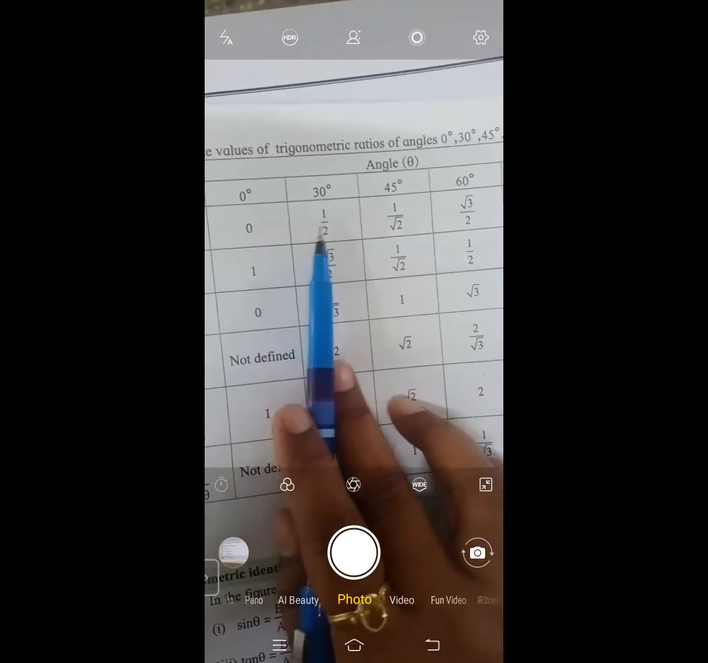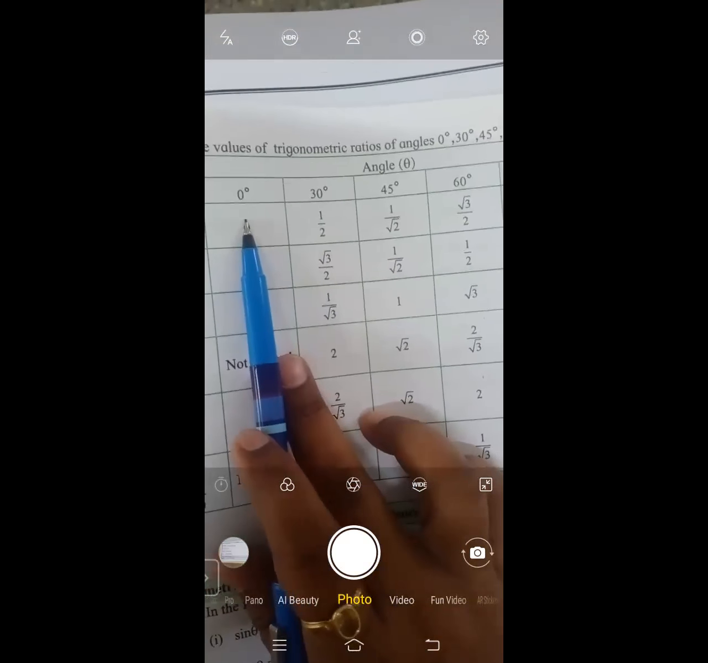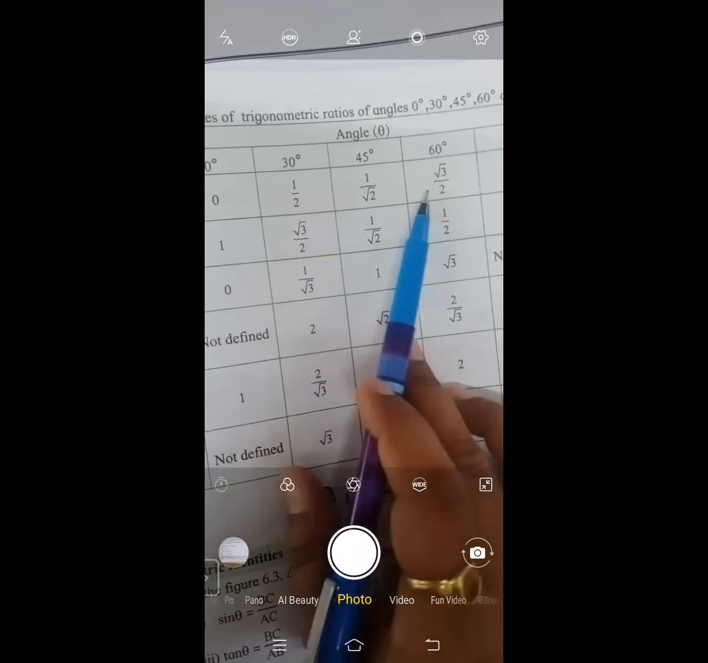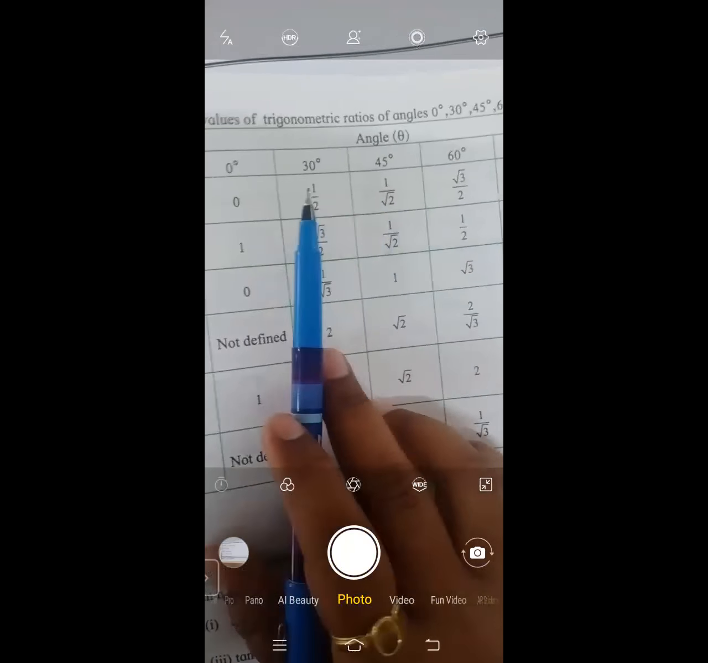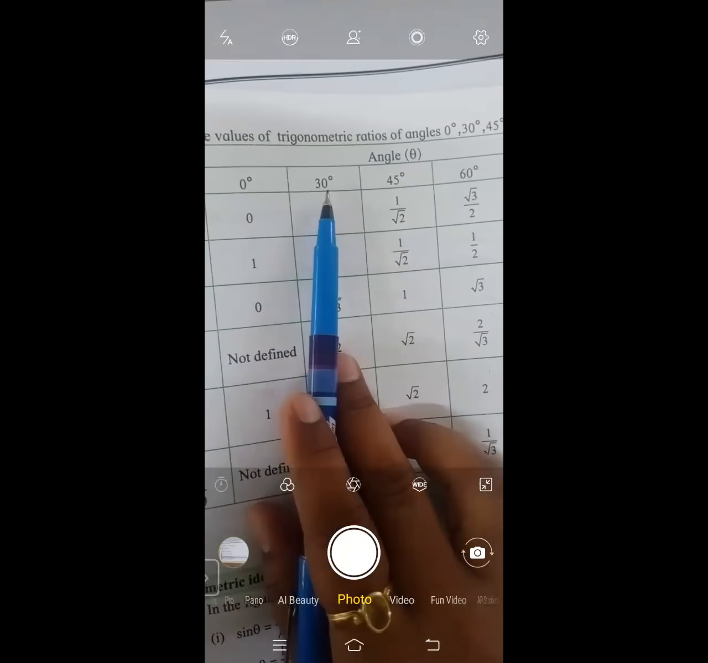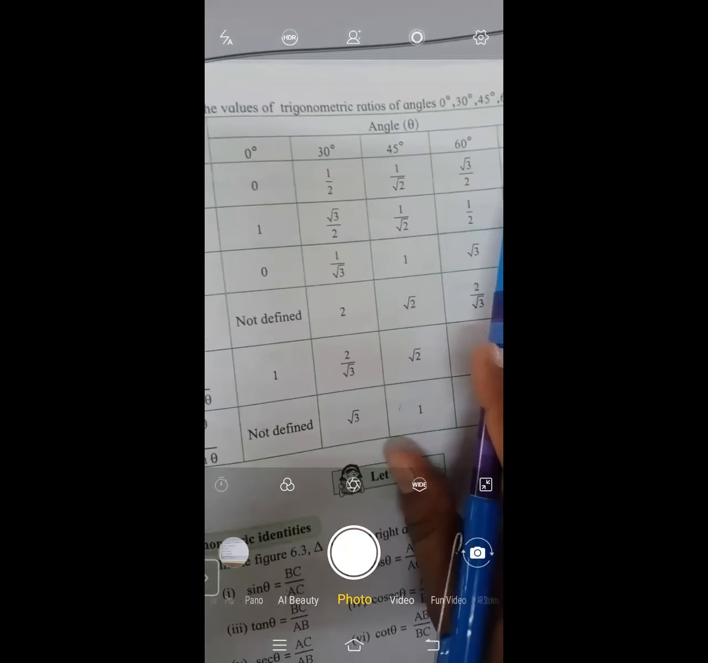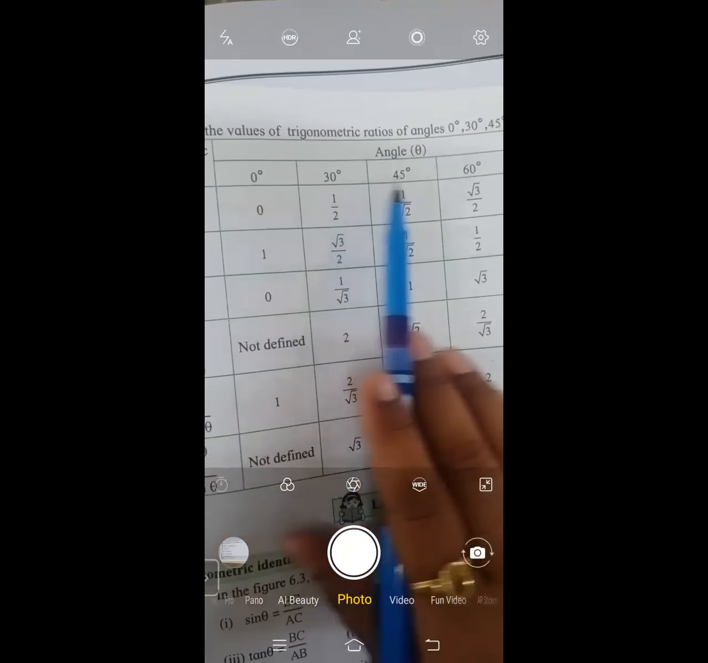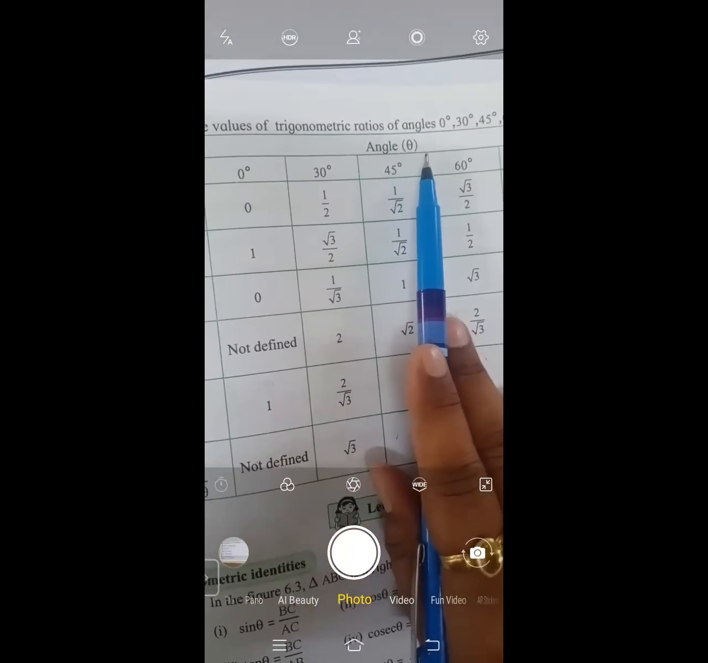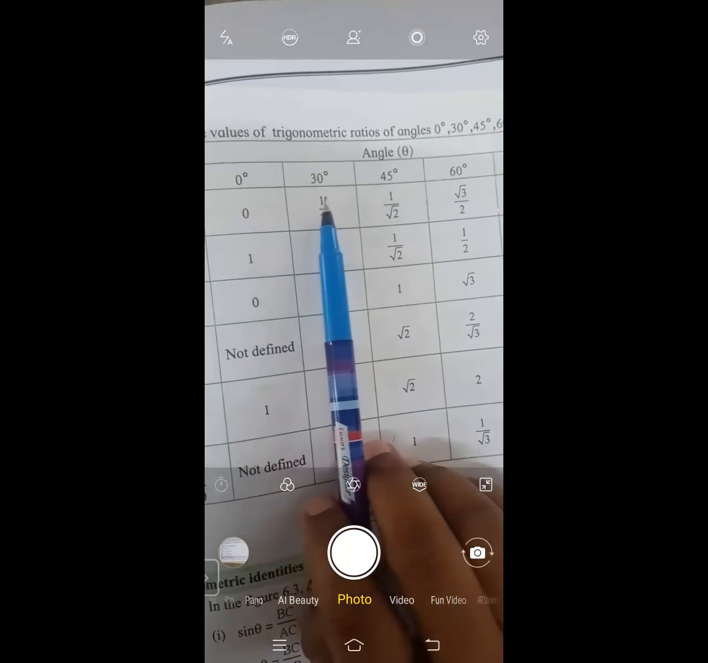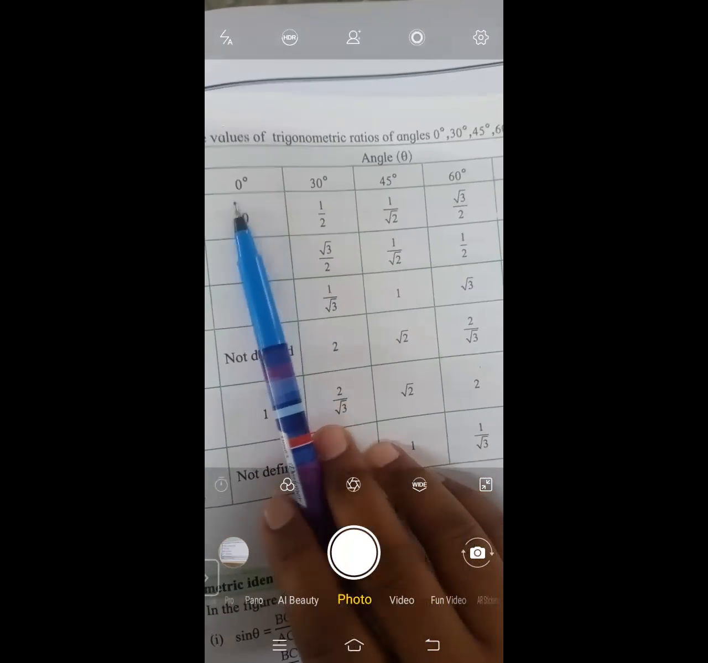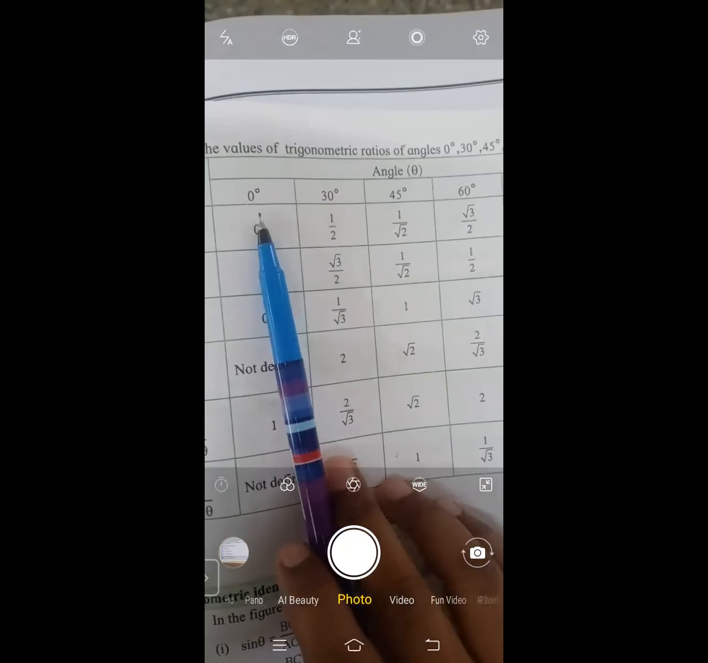First write all the angles in their increasing order. We have studied 30, 60, 90 degree triangle and 45, 45, 90 degree triangle. So we have 0 degree, after that 30 degree, 45 degree, 60 degree and 90 degree. We will write the columns first, the columns which contain angle theta. We are going to write these angles in degrees in increasing order. So this is 0 degree, after that 30 degree, 45 degree, 60 degree and 90 degree.